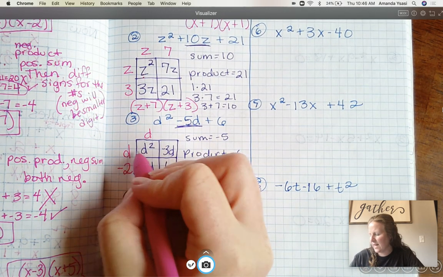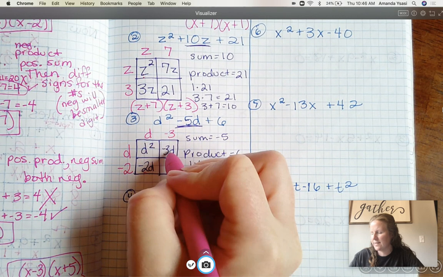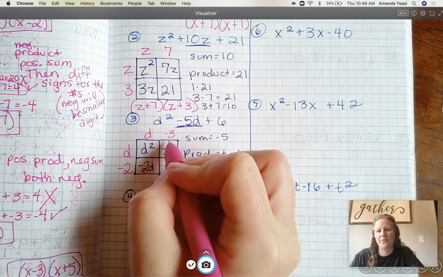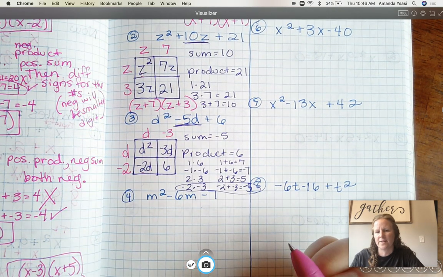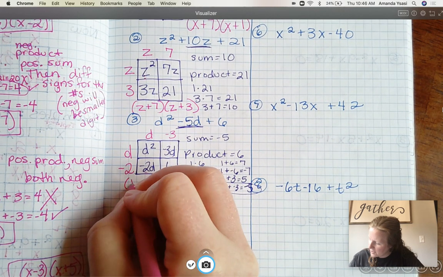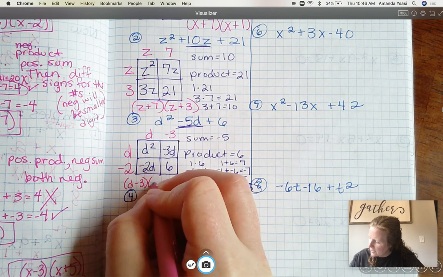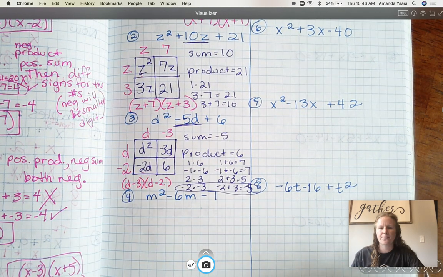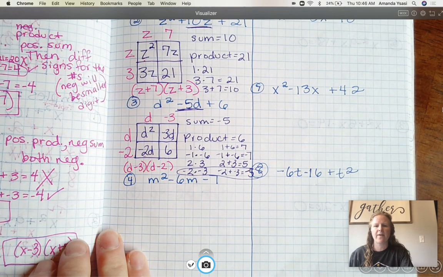And then d times negative 3 gets negative 3d. And then negative 3 times negative 2 gets positive 6. So then our factors are d minus 3 and d minus 2. Those are our factors. That's the way to factor.